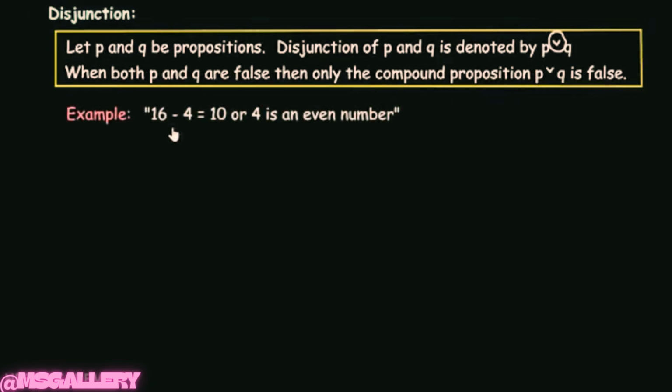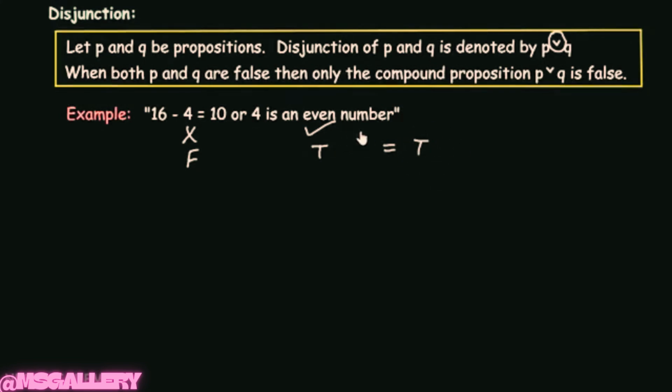For example, 16 minus 4 equals 10. We know that this particular proposition is false. Or 4 is an even number. This is correct. This particular proposition is false and this one is true. Therefore, the final result would be true. Isn't that so? We know that when both P and Q are false, then only the compound proposition P or Q is false. This is the compound proposition. Suppose this is P and this is Q. As P is false, Q is true, therefore, the result is finally true.